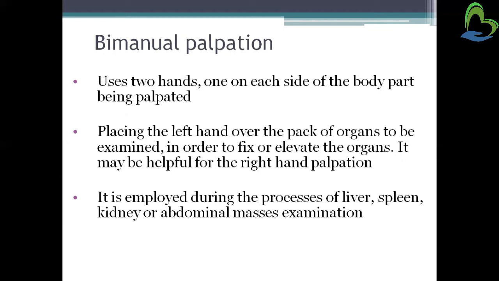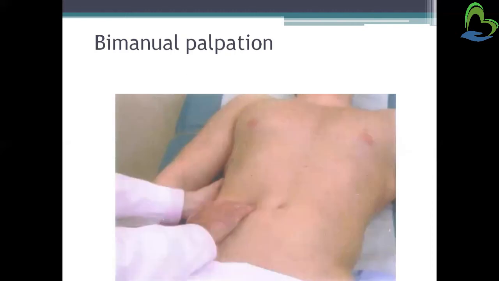Sometimes a patient may be suffering from hepatomegaly or splenomegaly. You can easily identify by doing this palpation that the patient may have hepatomegaly or splenomegaly, and then you can go for further diagnostic tests. So that's how we are going to do bimanual palpation, as shown in the figure.